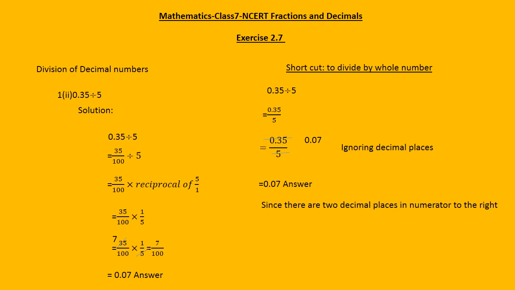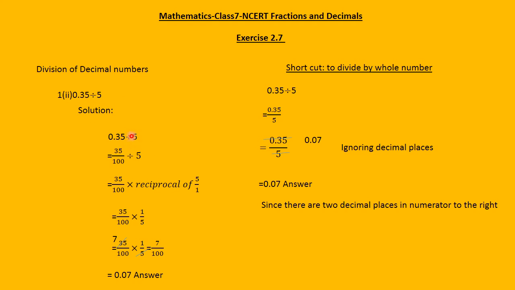Students, today we are going to learn exercise 2.7. So here we are going to learn division of decimal numbers. Firstly, we will divide a decimal number with a whole number. Whole number means which doesn't have a denominator; the denominator is 1. 0.35 divided by 5.